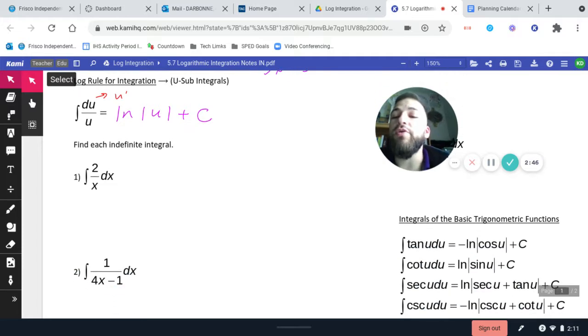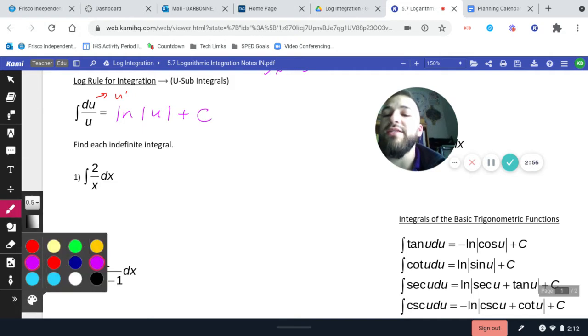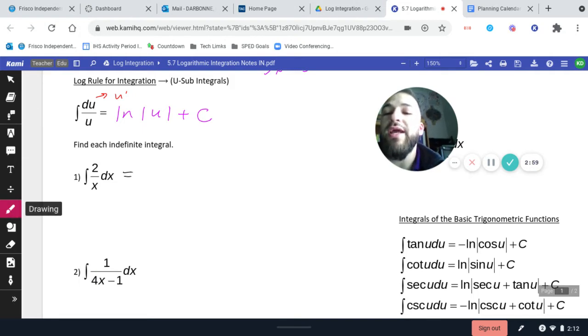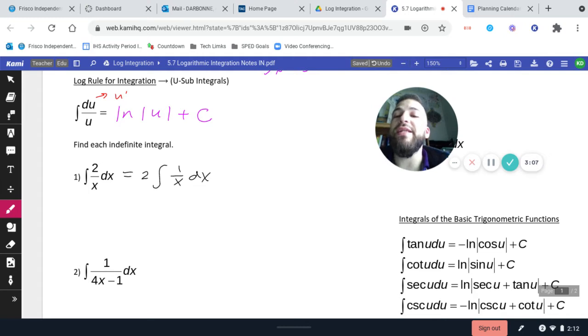So number one, we have the integral of 2 over x dx. From first glance on this one, it doesn't really look like anything is trapped. But I do have a constant of 2, so before I even integrate, I can take that 2 out, so then this becomes 1 over x dx. That looks exactly like our u prime over u. The derivative of x is 1, so it is its derivative over itself. So when I see that, I can just make the jump straight to applying my rule. So this becomes 2 natural log of the absolute value of x plus c.